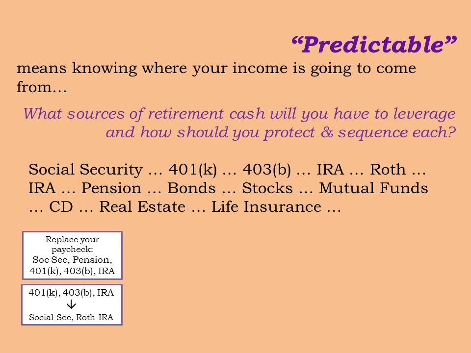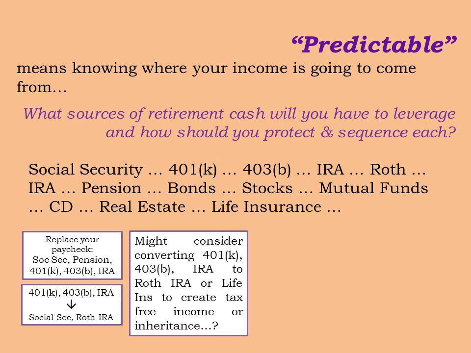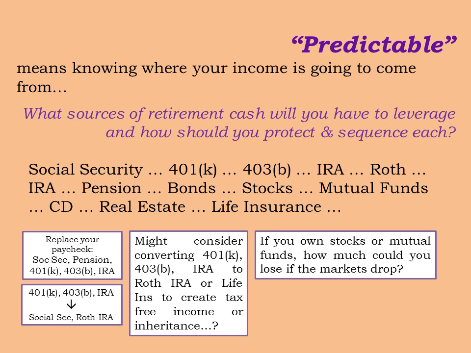Now, there are very important tax implications to how you sequence the distributions of your various types of income. Now, if you don't happen to have, say, a Roth IRA for tax-free income distributions, you might want to consider converting some of your tax-deferred accounts to Roth IRAs or perhaps life insurance to create a tax-free income or a tax-free inheritance.